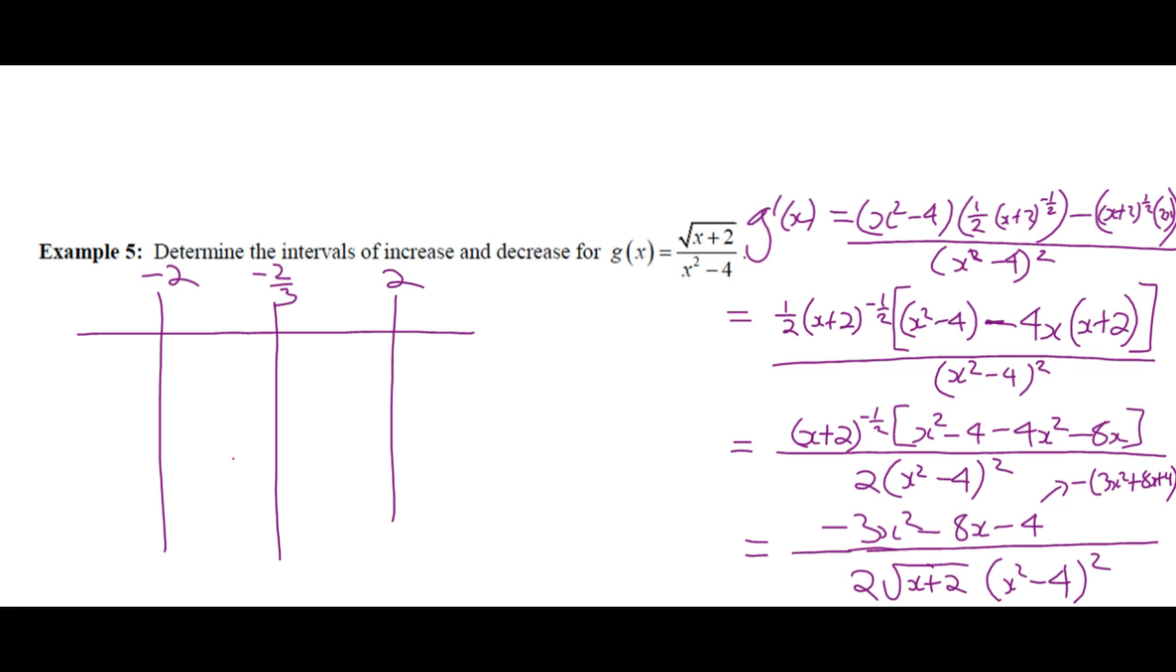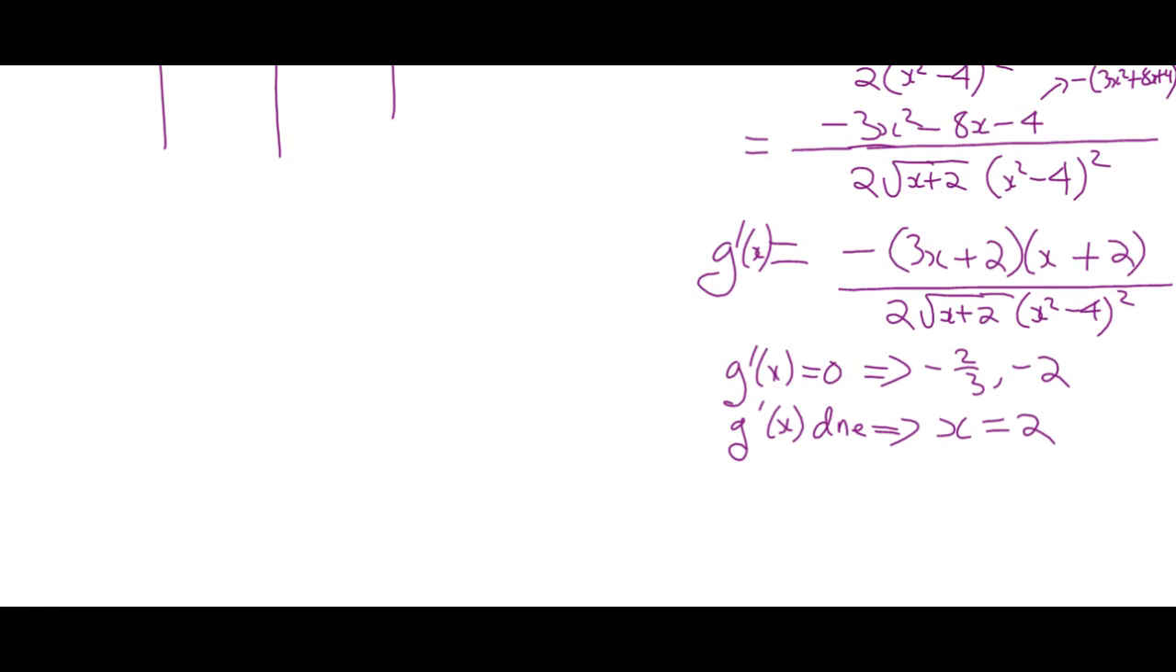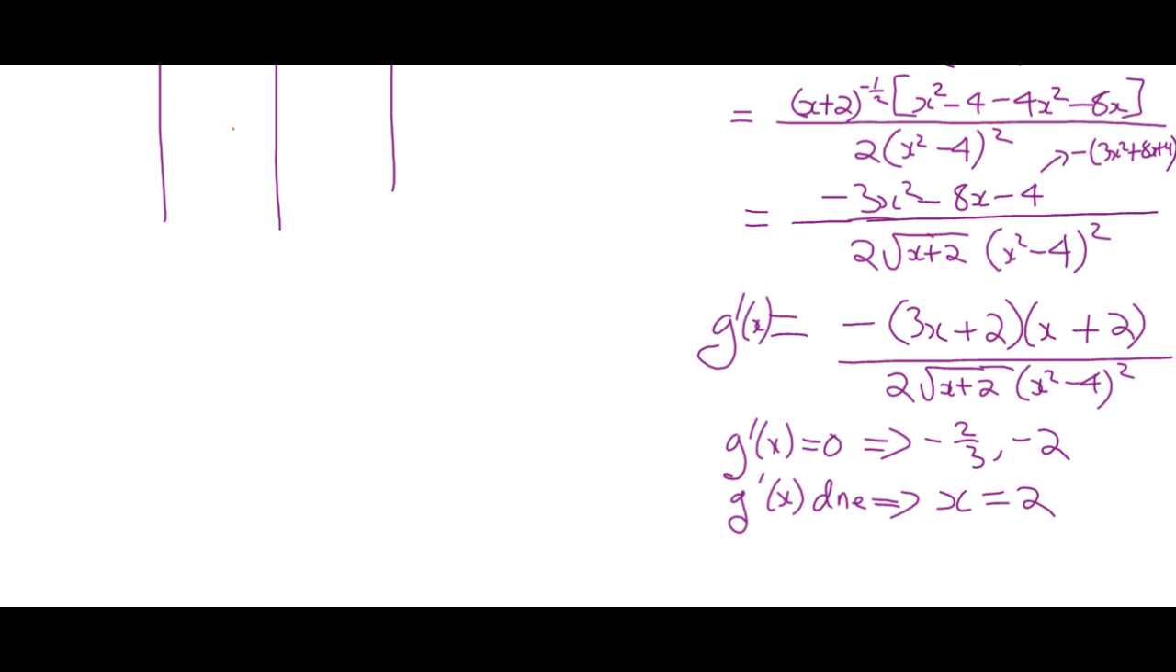So we have three intervals, right? We're not looking to the left of negative 2, it doesn't exist. So we're looking from negative 2 to negative 2/3, from negative 2/3 to positive 2, and from positive 2 beyond. And factors. Okay, so we've got negative 1.